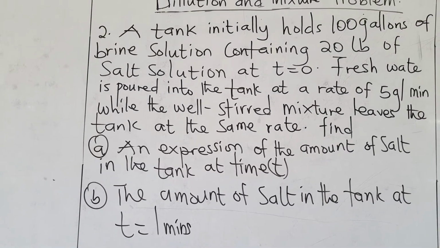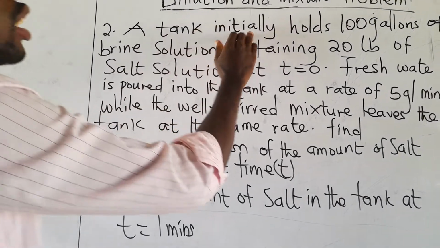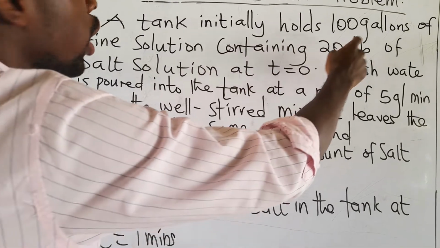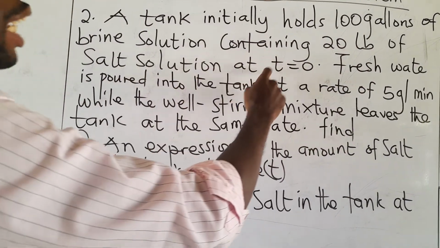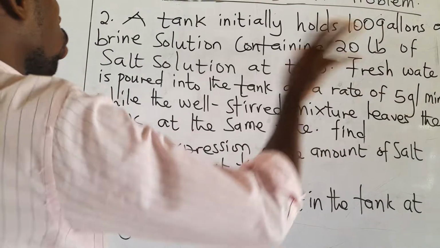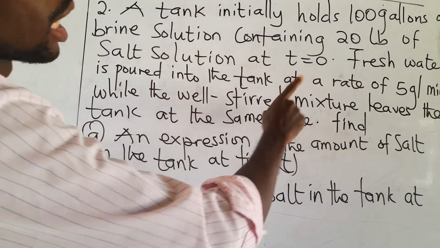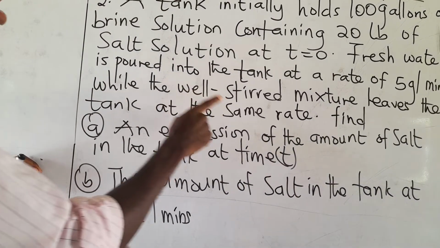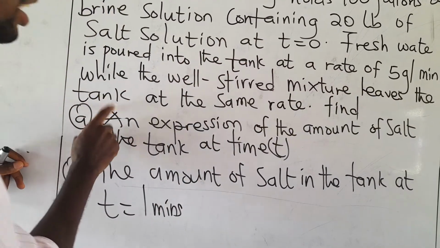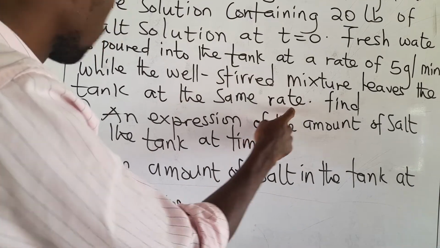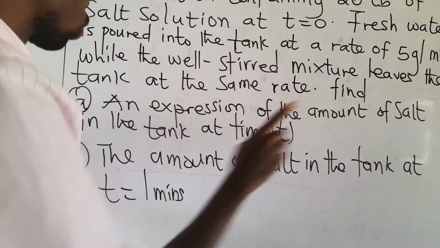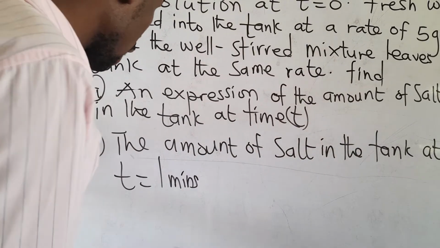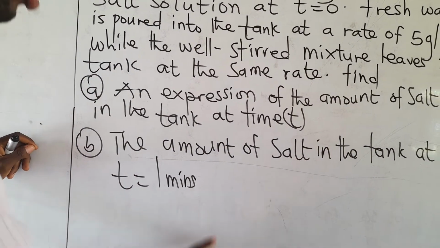So let's solve another question. They say a tank initially holds 100 gallons of brine solution containing 20 pounds of salt at time equal to 0. Fresh water is poured into the tank at a rate of 5 gallons per minute, whilst the well-stirred mixture leaves the tank at the same rate. Find an expression for the amount of salt in the tank at time t, then the amount of salt in the tank at t equal to 1 minute.